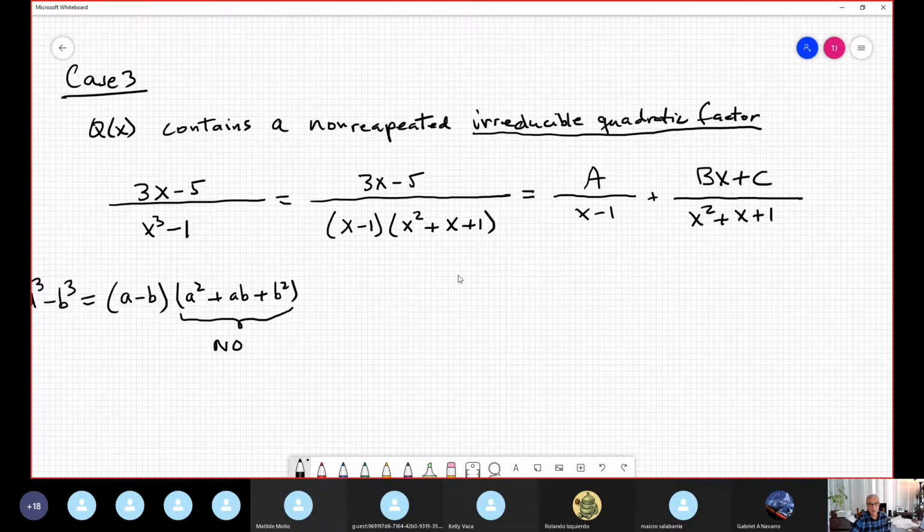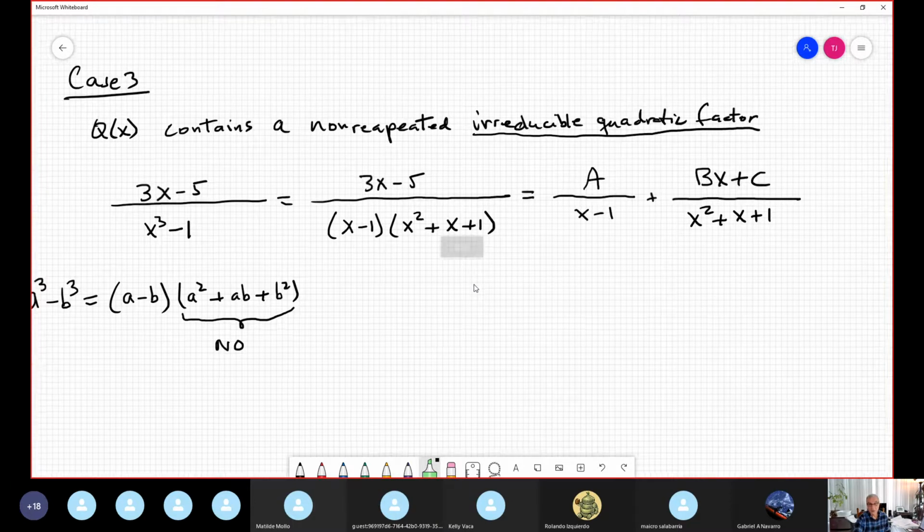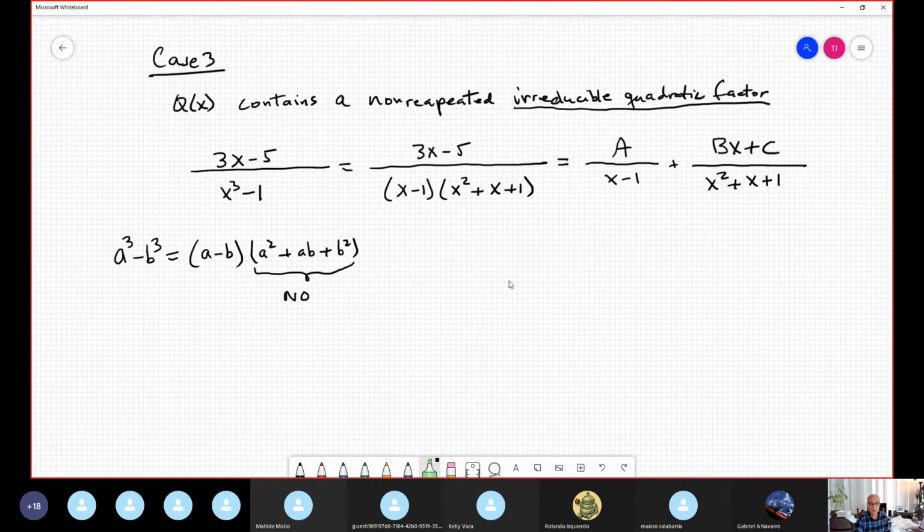Because the expression in the top always has one degree less than the bottom. See, the degree of this is 1, the degree of this is 0. See, the degree is 2, the degree is 1. This is the rule, and this rule works all the time. This is the idea behind irreducible, but non-repeated. If it is repeated, it is more complicated.